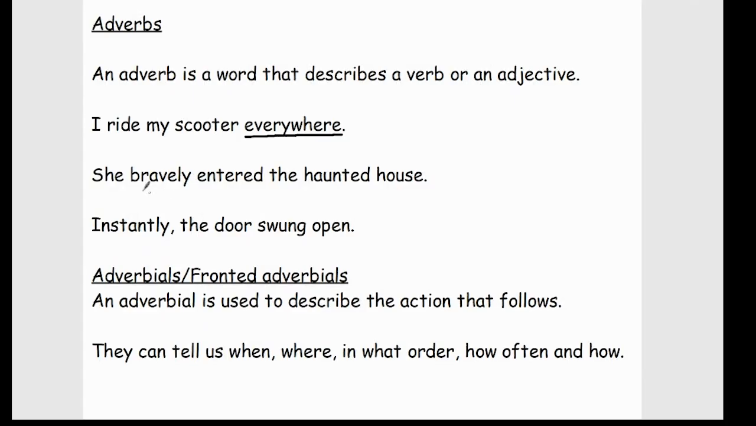It describes the verb. She bravely entered the haunted house. Instantly, the door swung open. So do you see, yes, here we have two which end in ly, but everywhere doesn't end in ly. Fronted adverbials, we can also call them adverbials because if they're at the front of a sentence, then they are fronted adverbials, but they can also be at other points in the sentence. So it also is used to describe the action that follows, so that they can tell us when something happens, where something happens, in what order, how often something happens, and how.